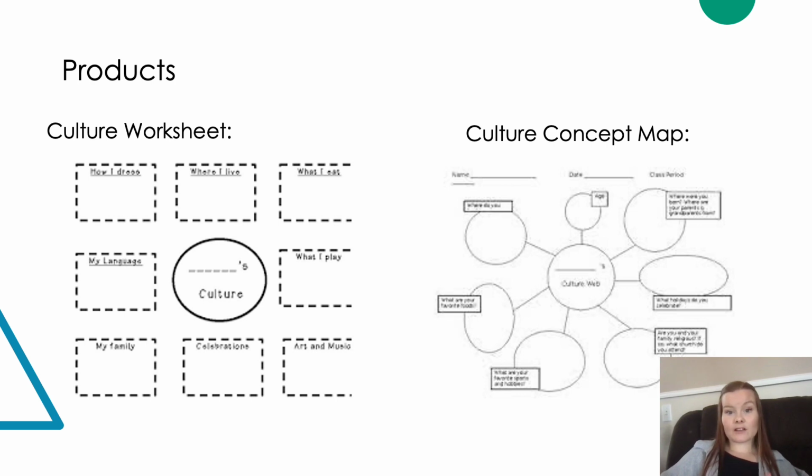And then the other product that they'll present to the class is the culture concept map, and they'll be able to create this on their own based off of the culture worksheet that they did previously. So one of the bubbles could be where I live, and they could fill that in. One of them could be my language for my culture. One could be my family. Another bubble could be celebrations/traditions that they celebrate. Another could be what food they eat, and art and music that they celebrate.